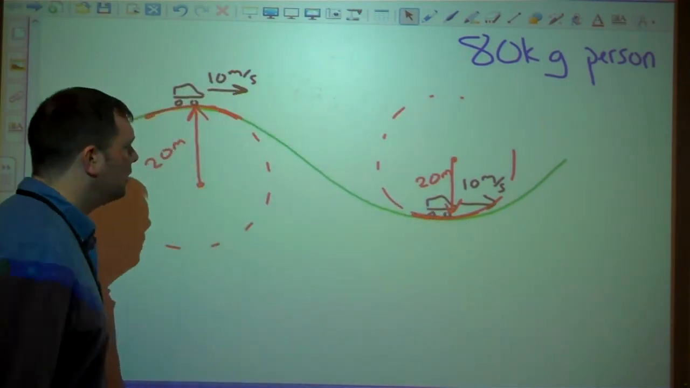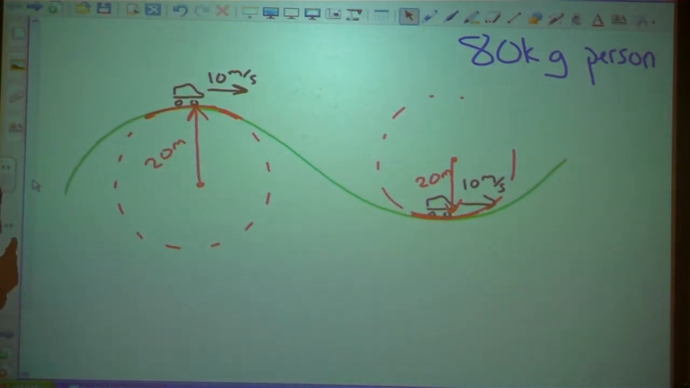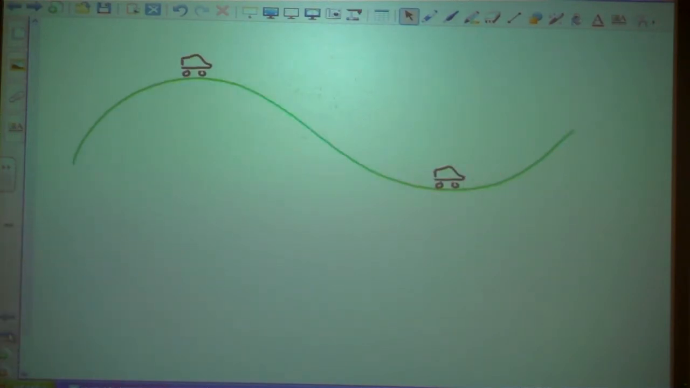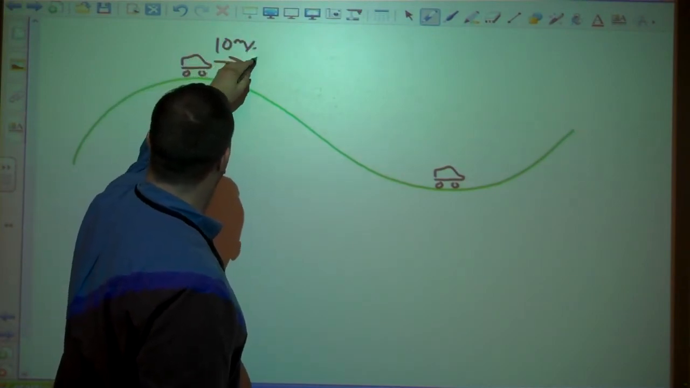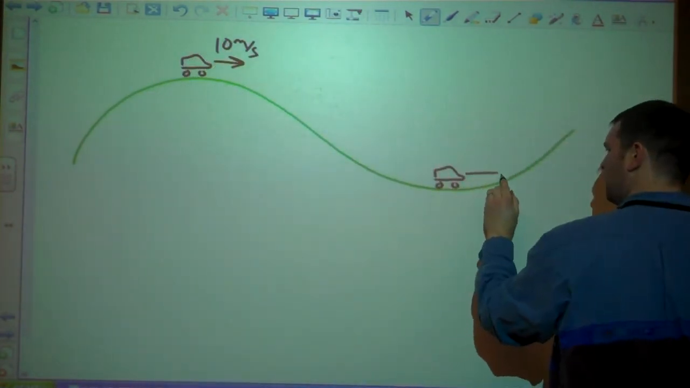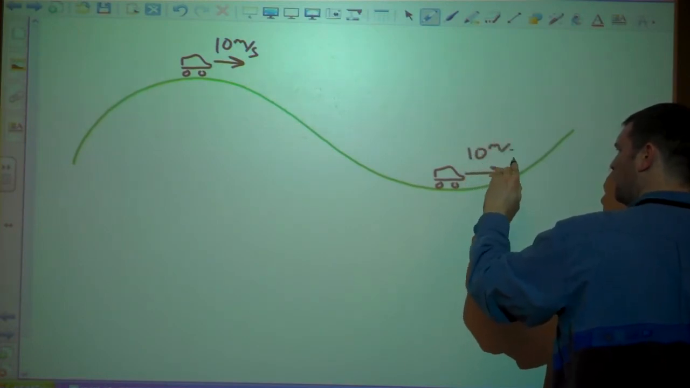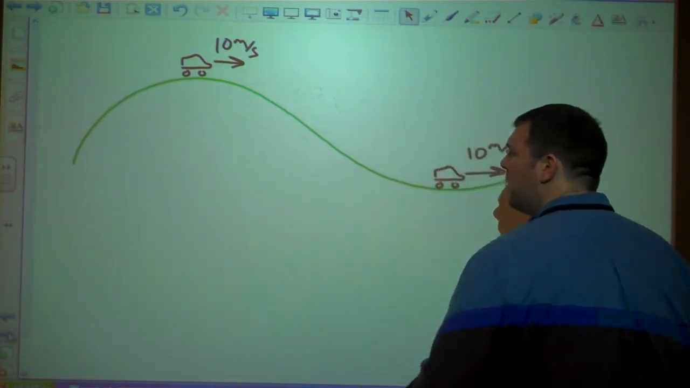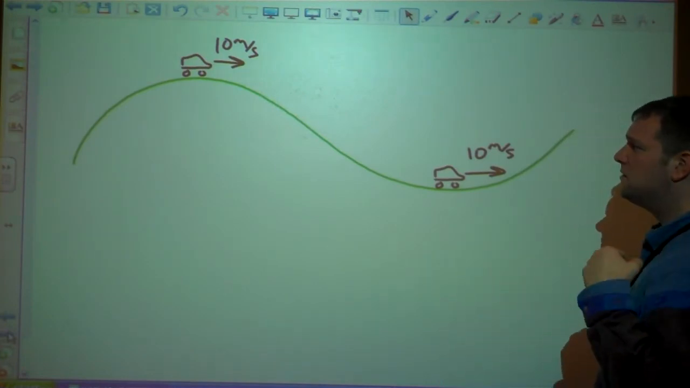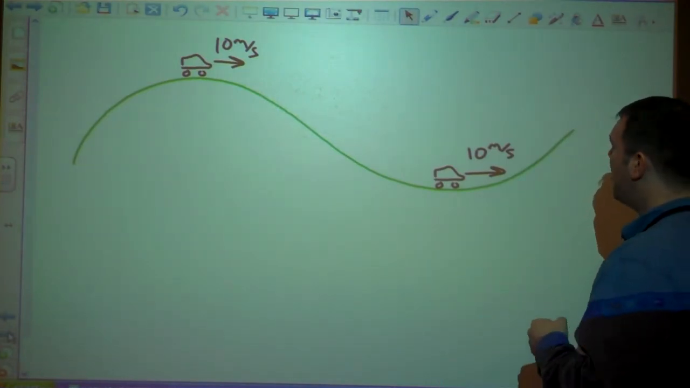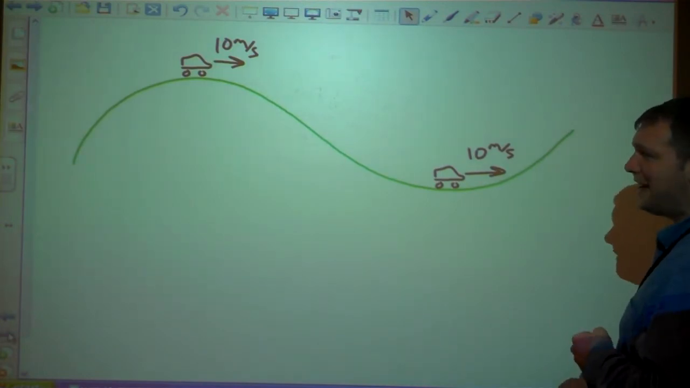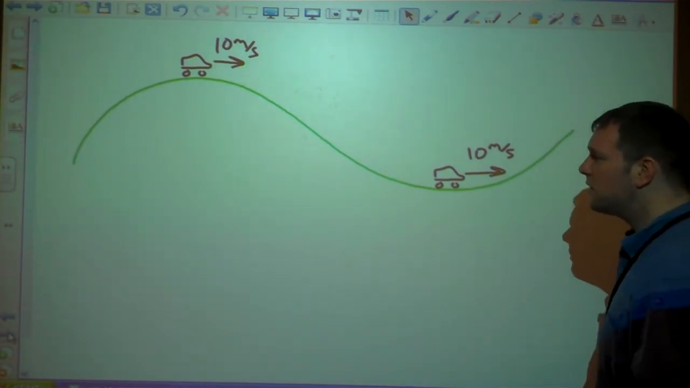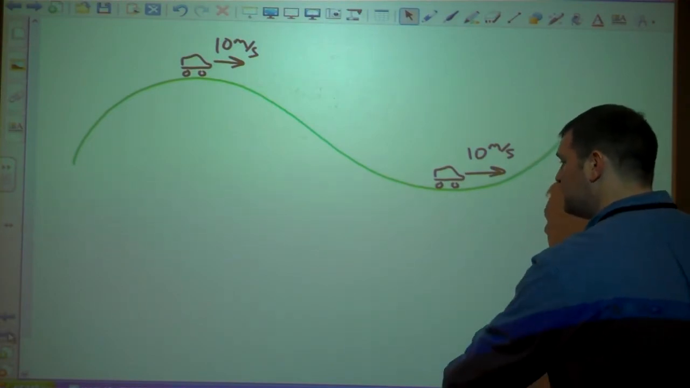So I am going to work with a 20-meter radius hill, but my picture's a little bit too cluttered right now, so there. And again, in each case, we're going 10 meters per second. And the radius of each hill is 20 meters, and the mass of the rider that we're paying attention to is 80 kilograms.